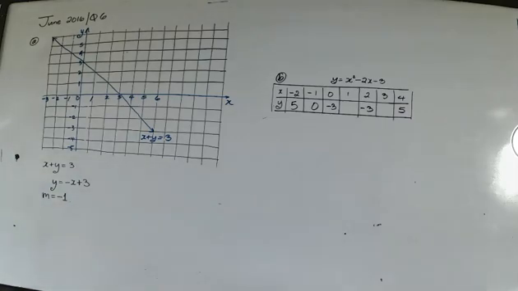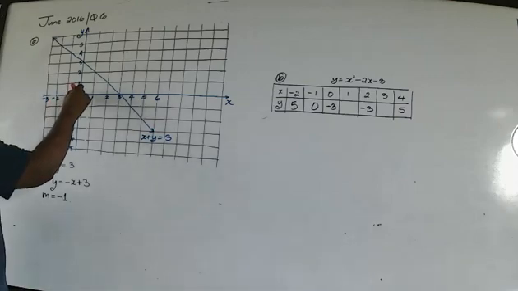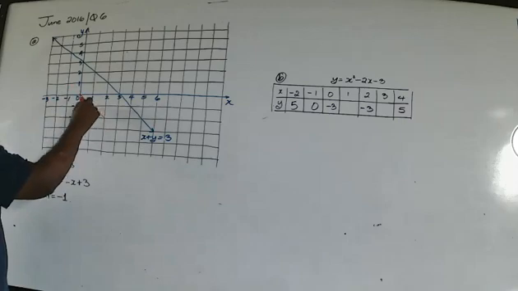Here's what we're asked to do. Determine the equation of the line which is parallel to the line x plus y is equal to 3 and passes through the origin. They want the equation of the line that is parallel to this line and passes through the origin. So in essence, they want you to determine the equation of this line.